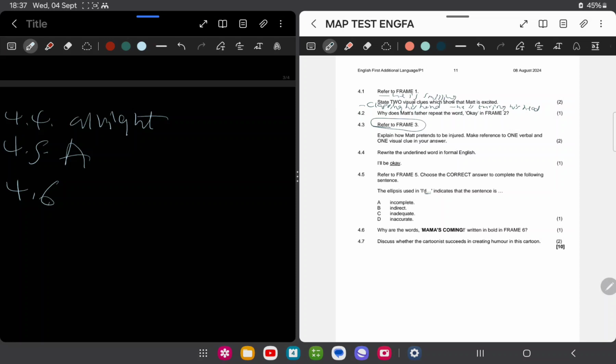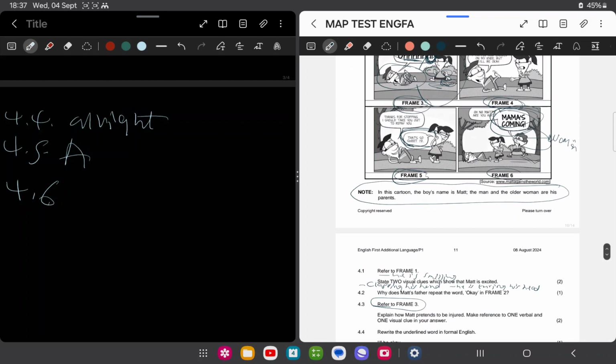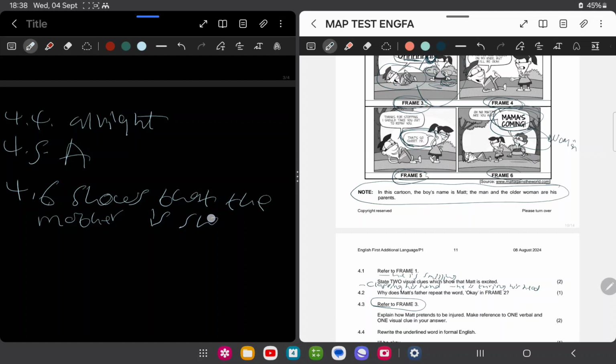Then we have 4.6. Why are the words "Mama's coming" written in bold in frame number 6? Bold letters show that the person is shouting. So in frame 6, bold letters show that the mother is shouting. Just don't mind my handwriting. It shows that the mother is shouting.